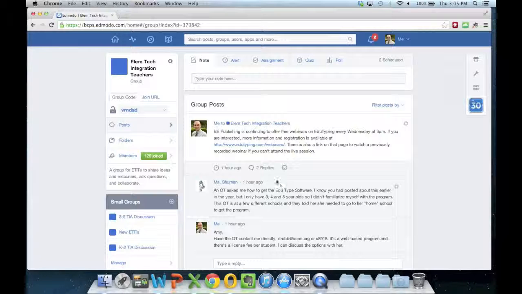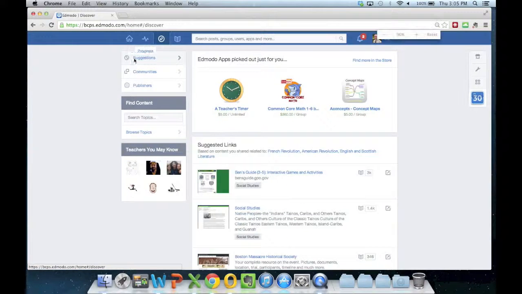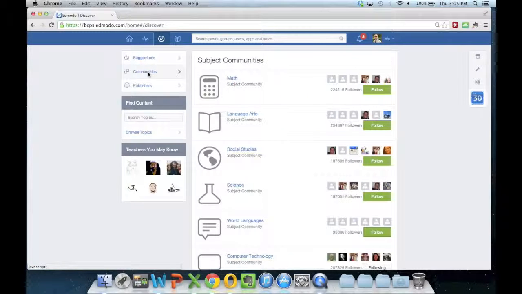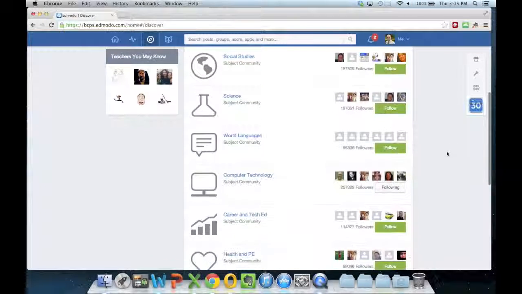Finally, one more thing I'd like to show is the Discover tab. You're not always going to find the answers you want from just the people in Baltimore County, so another thing that might be valuable is to join the computer technology group. All I did here was go to Discover and click on Communities, and you'll see one of the communities is computer technology, which I know we don't really call it in Baltimore County, but think of it as instructional technology.